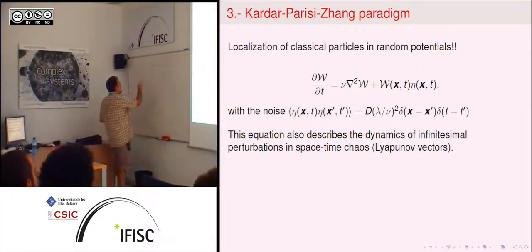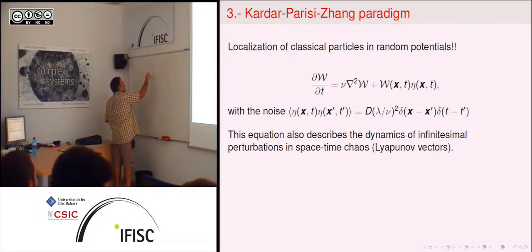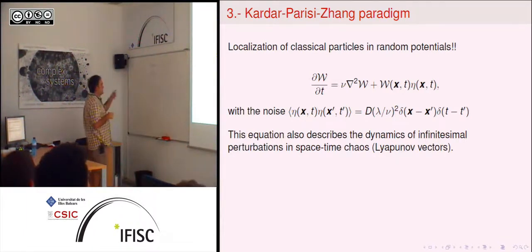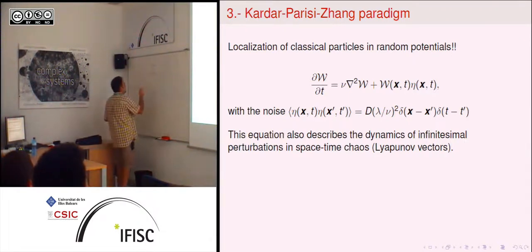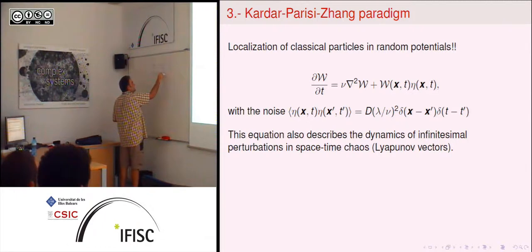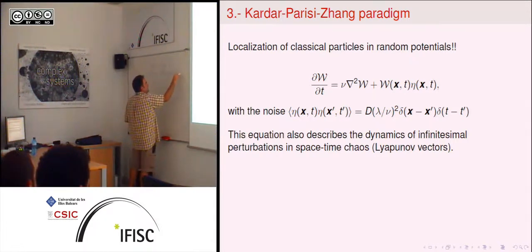If I do a perturbation of U, and I ask how this perturbation propagates in time, this is what is called the Lyapunov vector. It's related with the Lyapunov exponent, of course. And if I do the calculation, I get f prime of U, and then f of U.